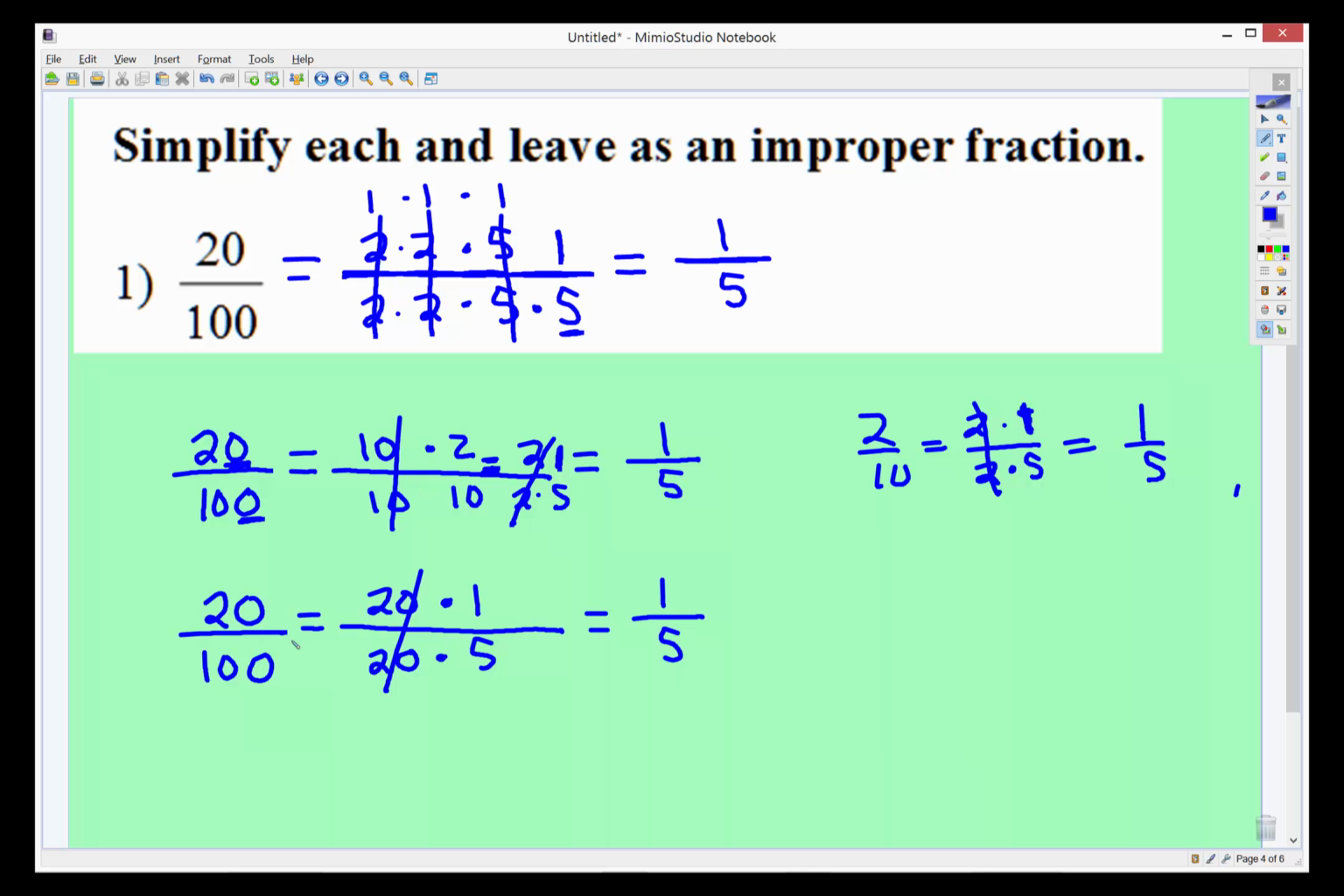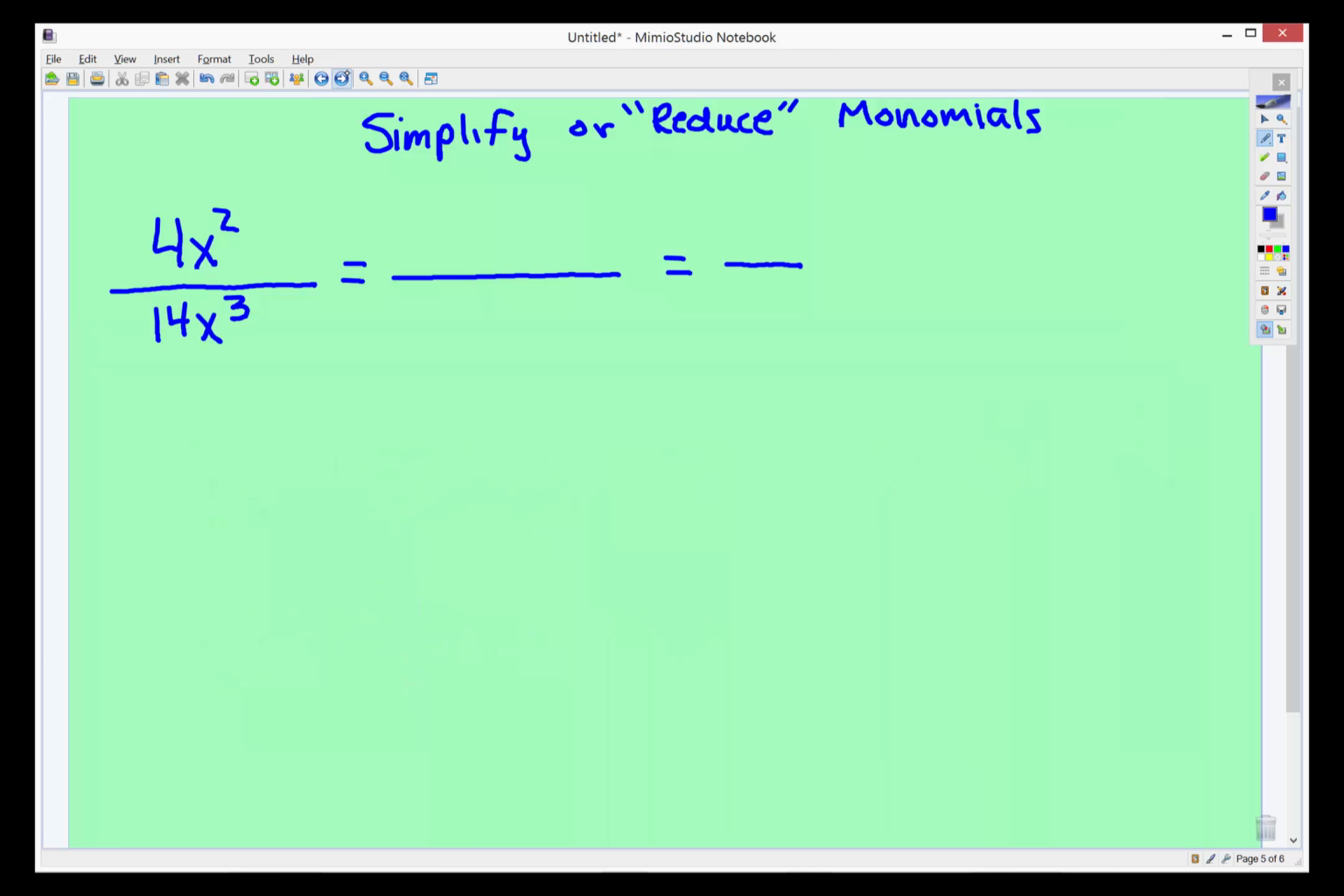Now, if you're going to reduce a monomial, it's the same process. 4 is the same as 2 times 2. X squared is the same thing as x times x. 14 is the same thing as 2 times 7. X cubed is the same thing as x times x times x. So you're going to cancel the factors that are the same, and whatever you have left, they didn't all cancel on top, so you do have a 2, and 7 times x is 7x.